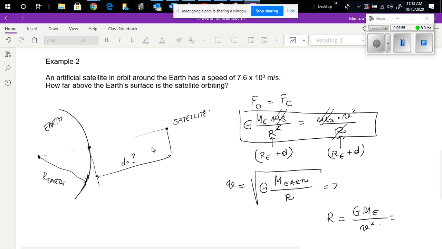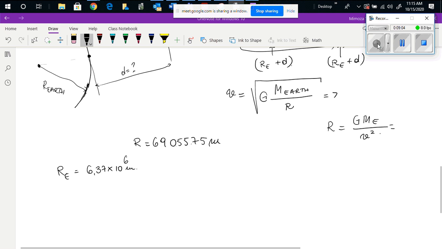And actually mass of the Earth is in the data booklet, so find that in your data booklet and tell me what is r. Okay, so substituting the mass of the Earth, 5.98 times 10 to the power of 24, and the velocity as what was given, we will find that this distance from the center of the Earth to the satellite is 6.9 times 10 to the power of 6.